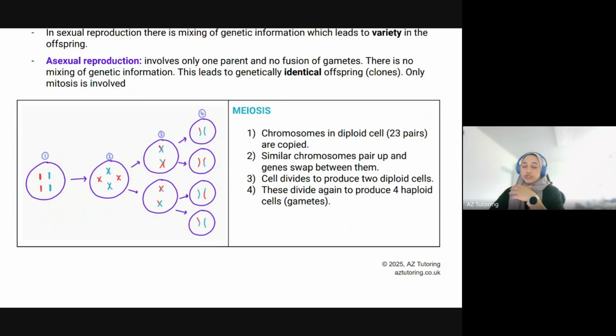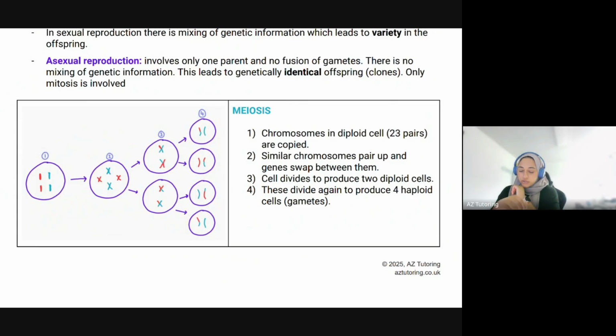Okay, so just like with mitosis, all the chromosomes need to duplicate. Everything needs to duplicate in the cell because it's going to get split again. So part 2, you can see the similar chromosomes pair up and the genes swap between them. The reason why the genes swap between them is because we want all the final cells to be genetically different from each other. And I'll come on to that why.